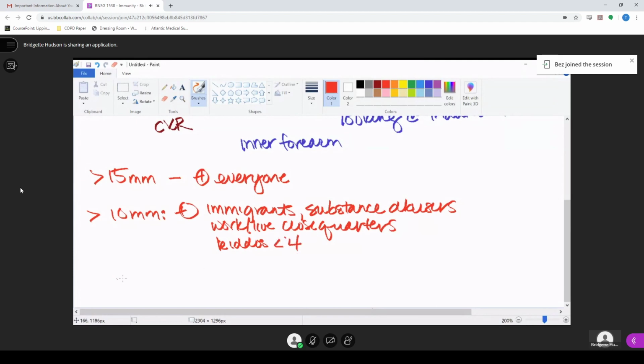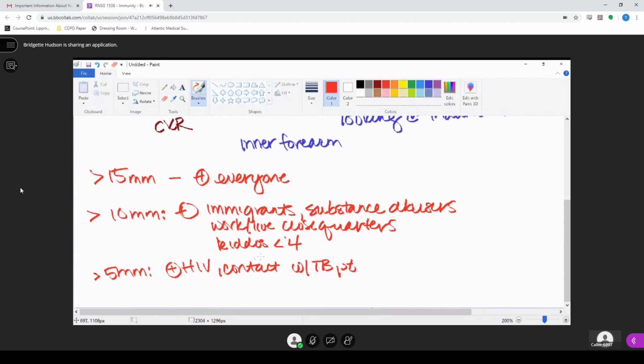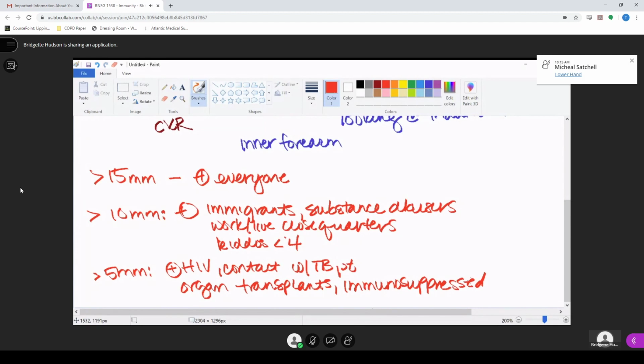All right, so if it's greater than 5 millimeters, then this will be for your patients that are HIV positive and that have come in contact with a TB patient, organ transplants, and a person that's immunosuppressed. So that would be the individual, yes.